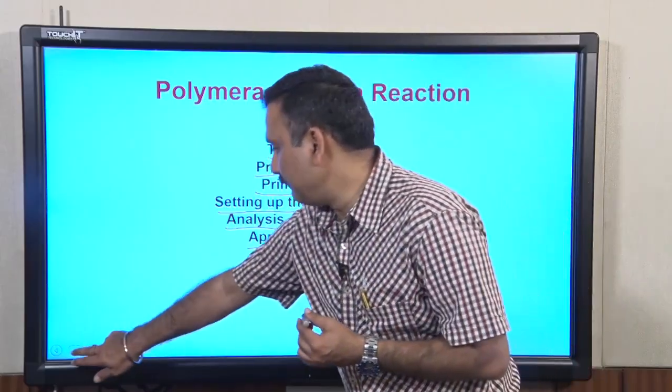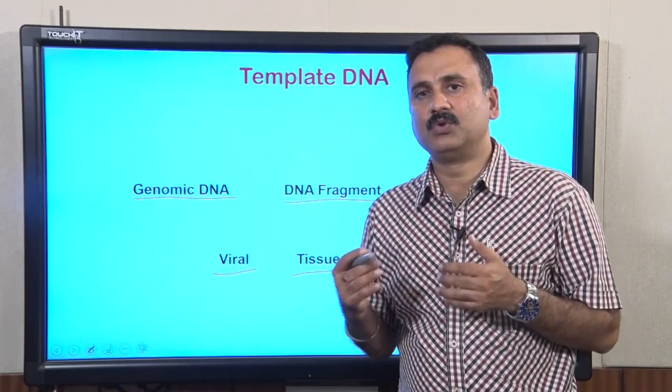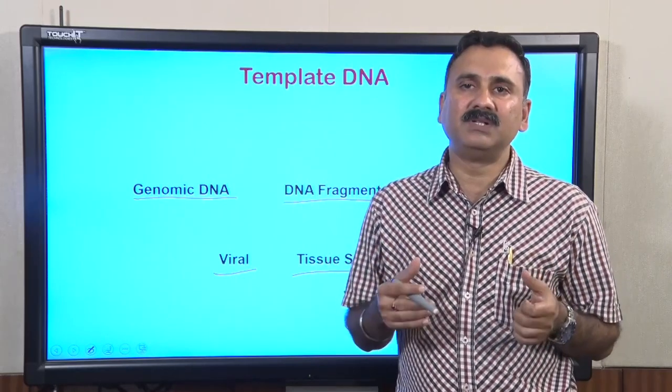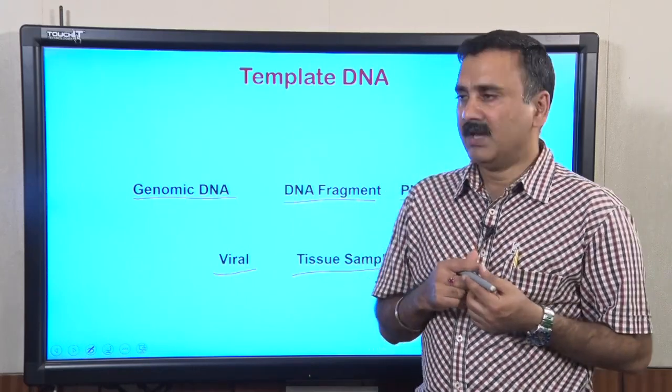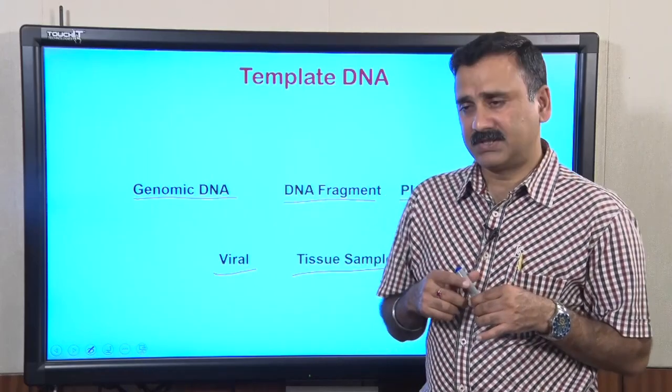So let's continue with the template DNA. The template DNA, as we discussed in the previous lecture, could be genomic DNA, or DNA fragments which you can isolate from the environment as well as from biological samples. You can use plasmids, recombinant DNA, viruses, or tissue samples. The only thing that makes a sample good or bad is that the sample you use in the PCR reaction should not have nicks or be in a degraded form, because if you are using site specific primers and there is degradation in your gene of interest, then the PCR amplification may not happen. Apart from that, a degraded sample sometimes also gives non-specific reactions.